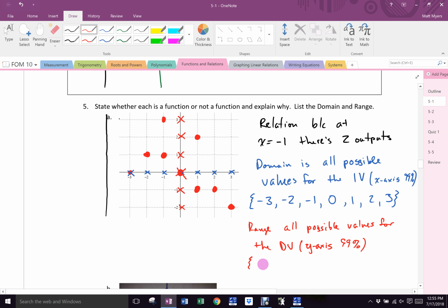What are the range values? Squiggly bracket. -2, because you always put the lowest one first. -1, 0, 1, 2, 3. Now, what is strange? How many domain values do I have?